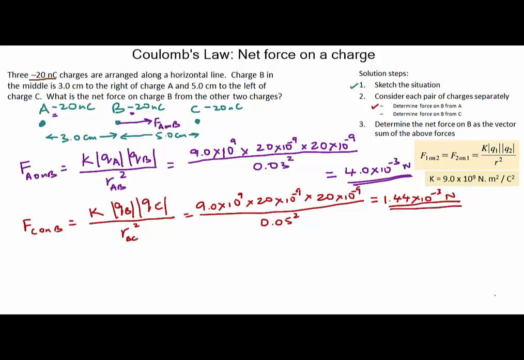Once again, that's only the magnitude. To get the direction, I got to go back here and see that, okay, I'm looking at the force on B from C. Again, they're both negative, so C is going to repel B, so the force would be away from C. So it'll be to the left. And since it's less than half of the previous force, I'm going to show a smaller arrow over here and label it FC on B.